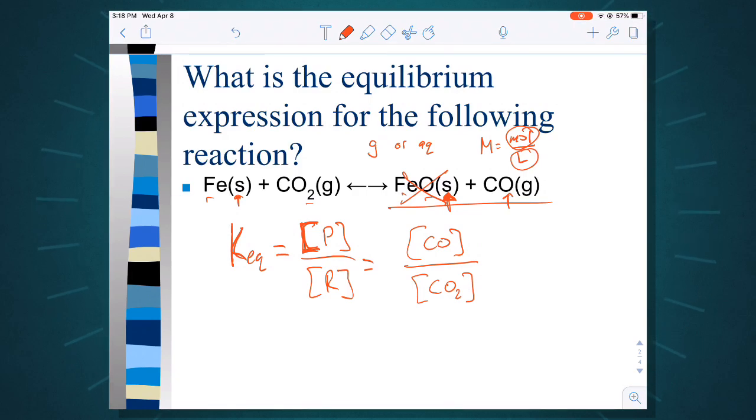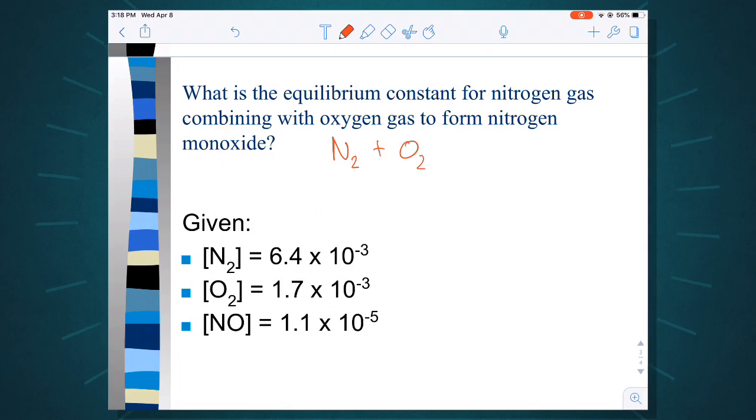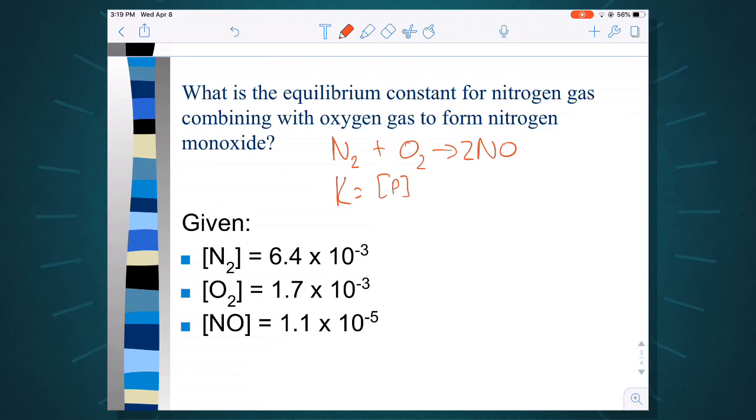So let's take a look at something that actually has some numbers. Let's apply how this works. I didn't write you an equation, but we could do that real quick. What is the equilibrium constant for nitrogen gas, so that's N2 gas, combining with oxygen gas to form nitrogen monoxide? So we have two N's. We're going to balance this out. So this is going to be K is equal to the products over the reactants.